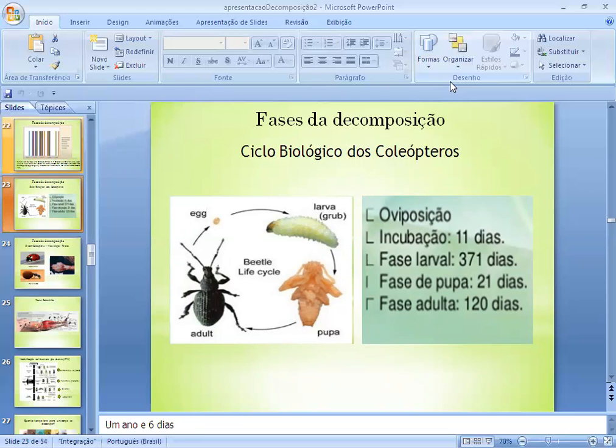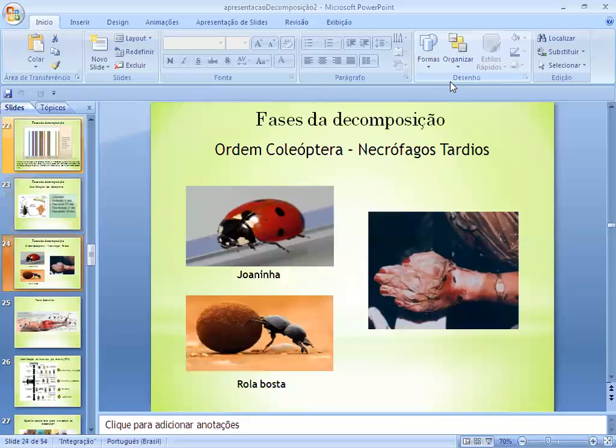The adult phase is almost 4 months, right? It's a complete metamorphosis as well, because it has all the stages of metamorphosis. The best known Coleoptera is the Joaninha in Portuguese, or Rola Bosta in Portuguese. I don't know the name in English. There is one Coleopteran that is more interested in the advanced, active stage of the decomposition.